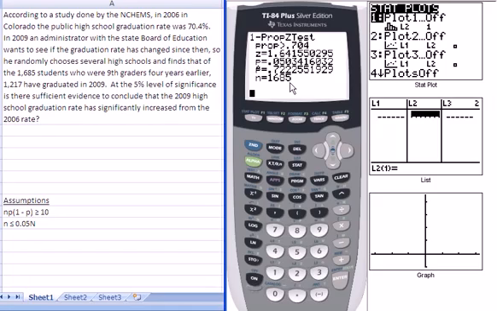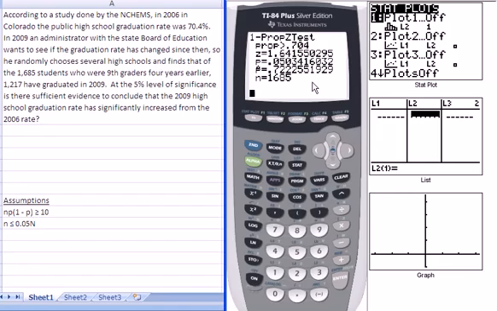So at this point with the p-value you have enough information to go ahead and make your decision and state your conclusion. Since we find that the p-value is actually slightly greater than alpha, alpha's 5% here, and so 0.0503 is slightly greater than that, our decision is to not reject the null hypothesis, and then we would state our conclusion as there is not sufficient evidence to conclude that the graduation rate has significantly increased from 70.4%. Okay, so that concludes how to do a hypothesis test of a population proportion.